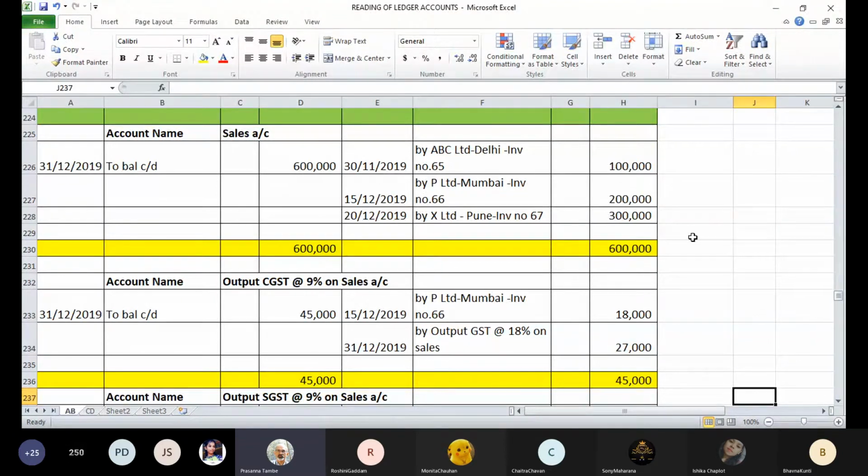Okay, so good morning everybody, and we'll continue with our discussion on reading of ledger accounts. So far we have seen different types of accounts, and today it's time to review some of the sales related accounts. Now, along with the sales, we will also understand the accounting for GST. All of you know that now since last 3.5 years, we have what is called as goods and service tax, which has replaced most of the indirect taxes.